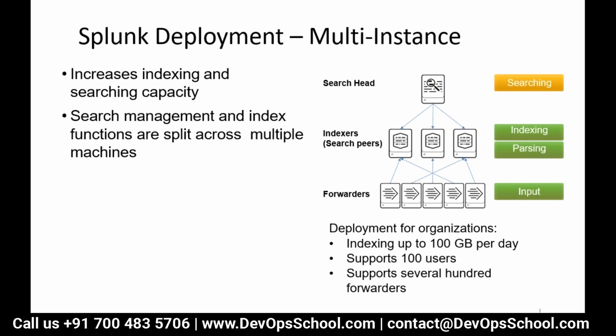So if you want to divide, parsing should be separate and indexing should be separate. In that case, you keep a parsing heavy forwarder. Okay, got it. So it will come in between the forwarder and indexer. Yeah. In a simple way, if you are managing a very large infrastructure, input equals universal forwarder, parsing equals heavy forwarder, indexing equals indexer, and searching equals search head.